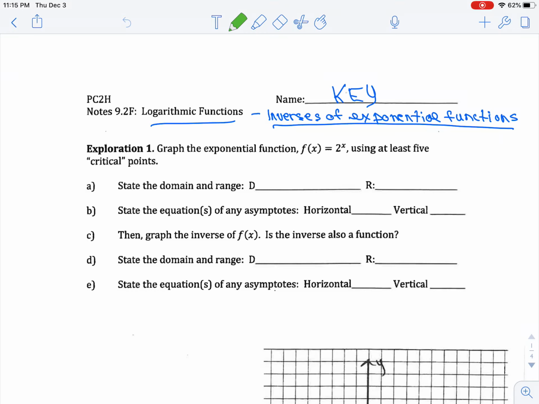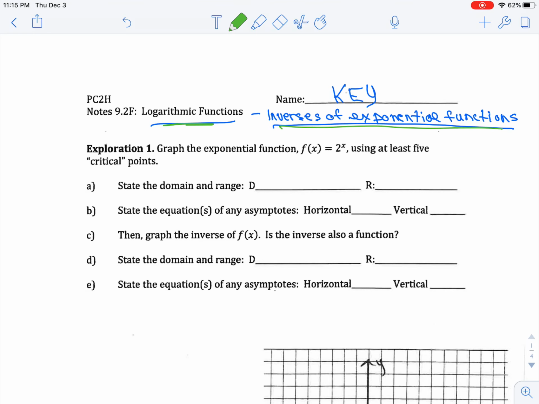This is video 2 of our work with logarithmic functions, so hopefully you have already worked through video 1 where we reviewed the idea of inverse functions. And I said that that was important because logarithmic functions are simply inverses of exponential functions, which we've been studying.